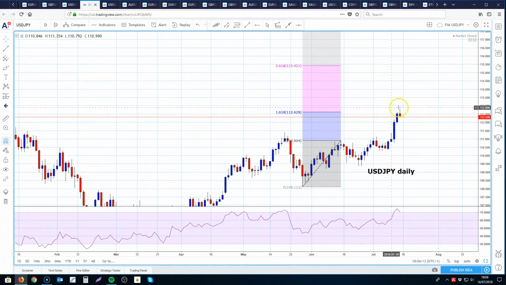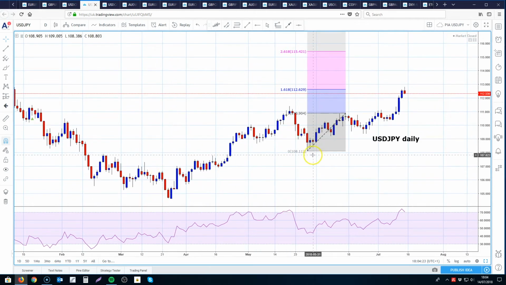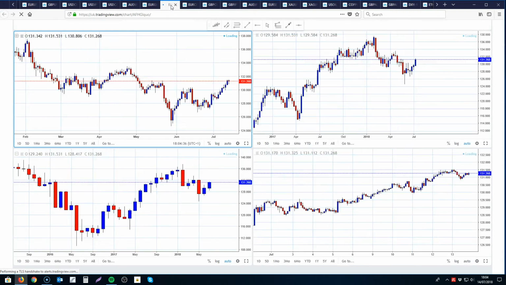The pullback on Friday could just be a mild fourth wave correction, and then a push higher to complete this last fifth wave in what looks like a big ABCD corrective formation. So what I'm going to quickly do is highlight euro yen, sterling yen, and Aussie yen before we go back to the FX majors.